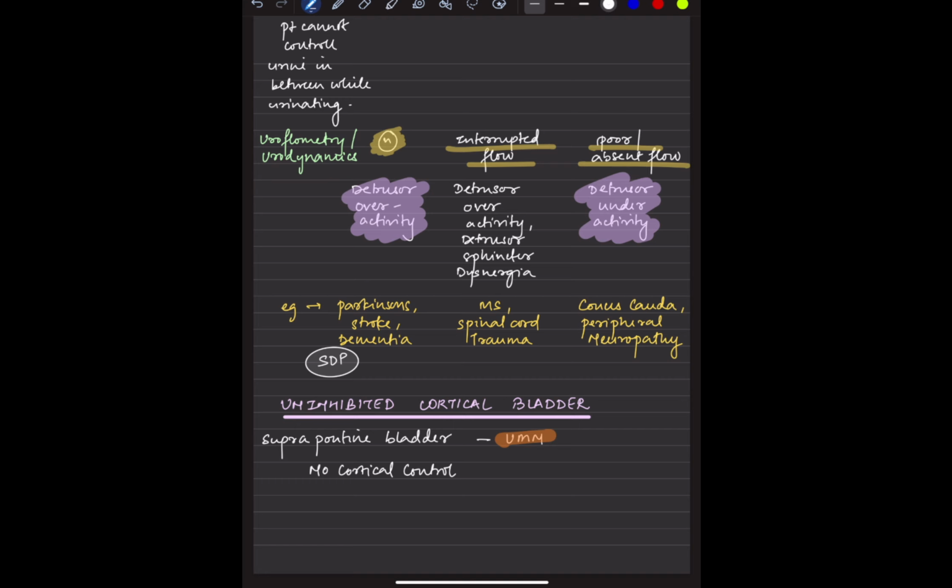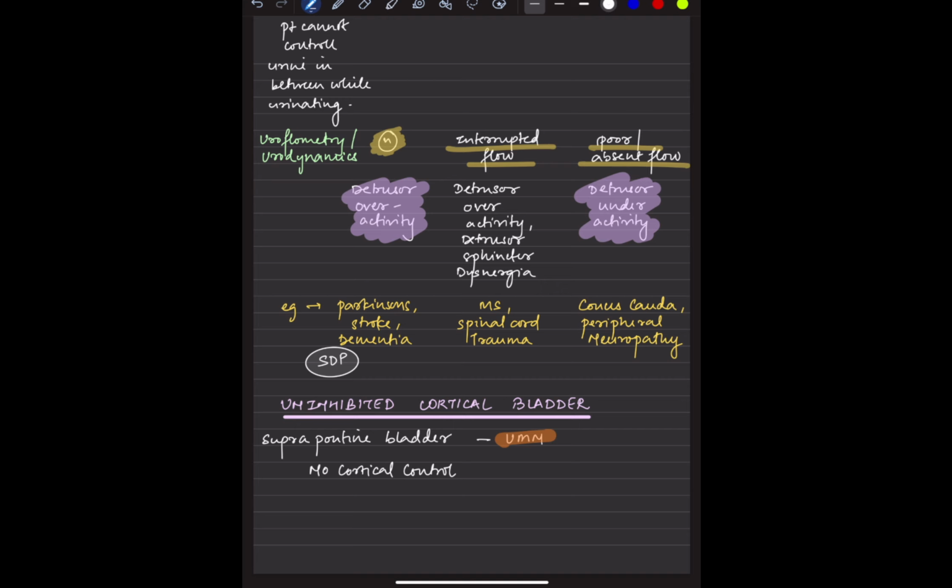Examples of suprapontine lesions are Parkinson's, stroke, dementia, and so on. MS, spinal cord injury, and trauma come in the UMN element. That's why this is very important, because infrapontine will help us localize whether it is a spinal cord disease or not. And the next is peripheral neuropathy, where there is an LMN bladder.